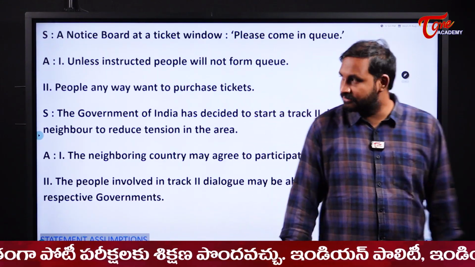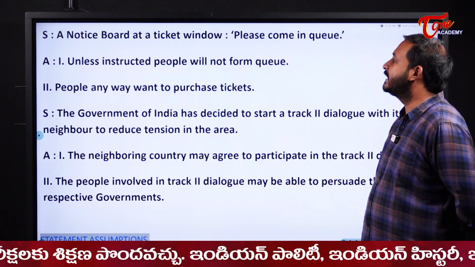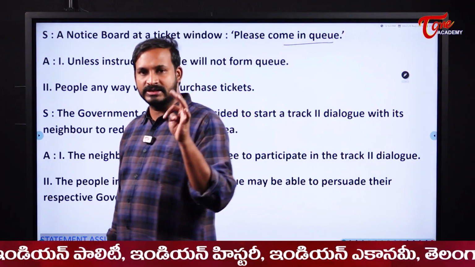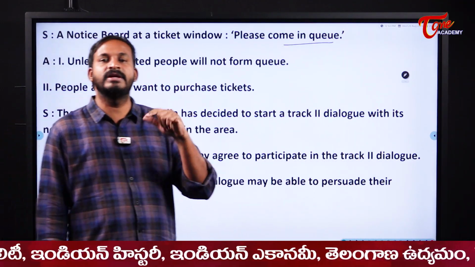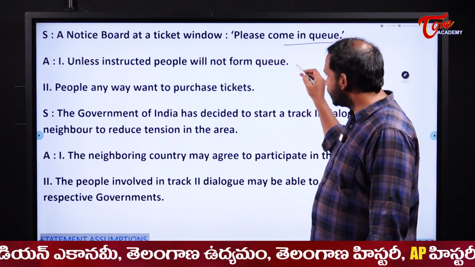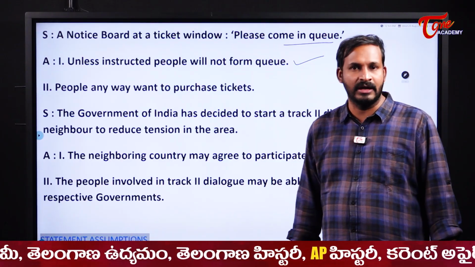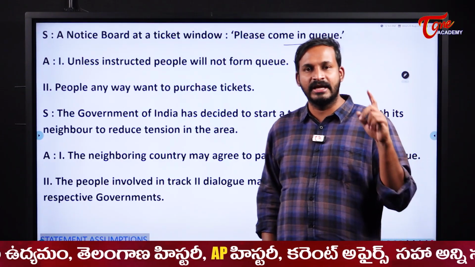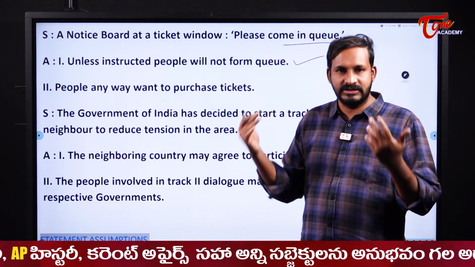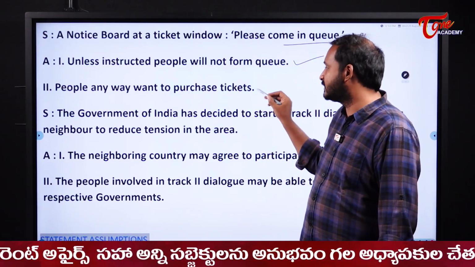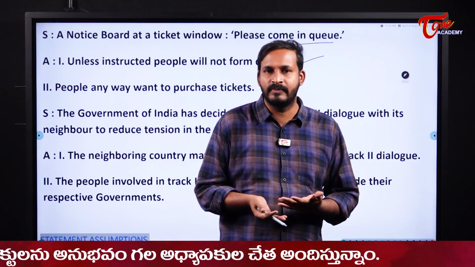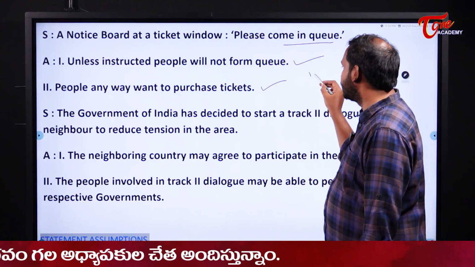Now similarly see the next one. At a notice board or at a ticket window: please come in queue. I told you, right, whenever there is any notice board like that, it means that it is not being followed, and we need to follow it. Now, unless instructed, people will not form a queue. Yes, that is correct. That is the reason they informed that. I have already told you, if there is any notice board like that, definitely it is not being followed. By seeing that board, at least you should follow. Next, people anyway want to purchase the tickets. Yes, by coming in line or by standing, anyway they need to purchase, so that is the reason. So here both are implicit for us.